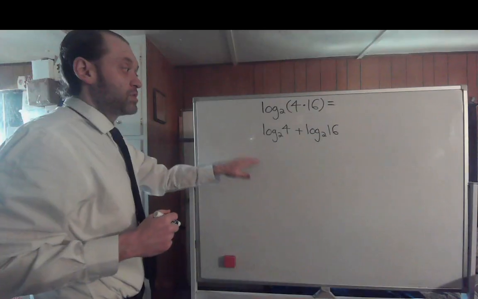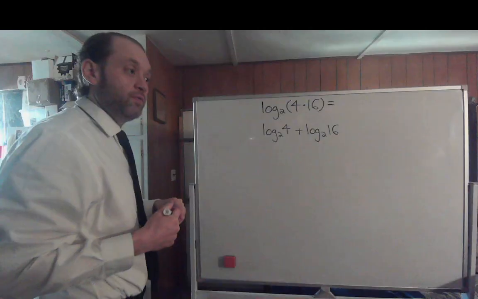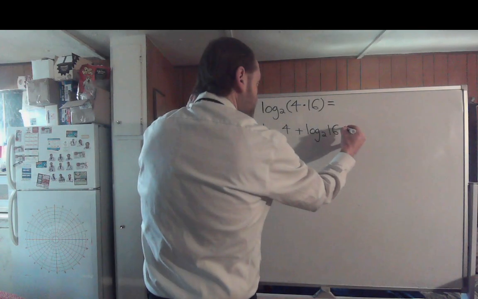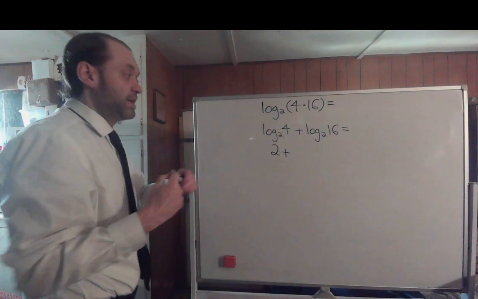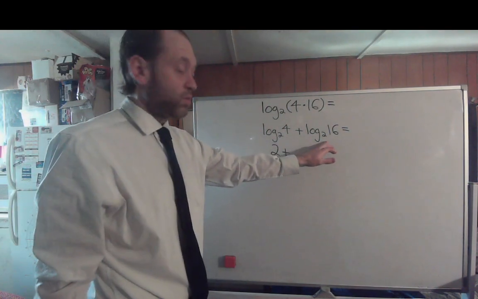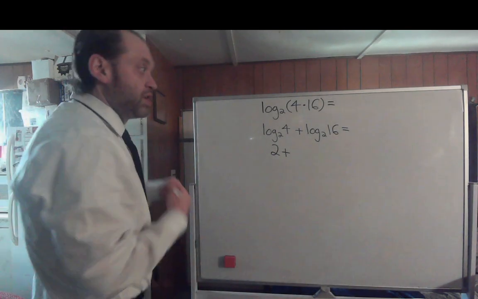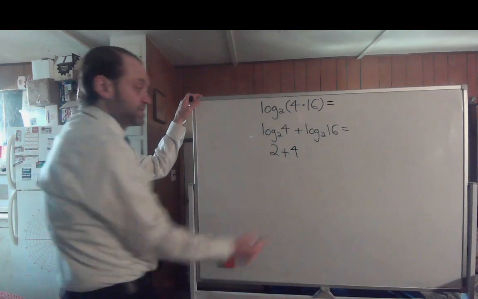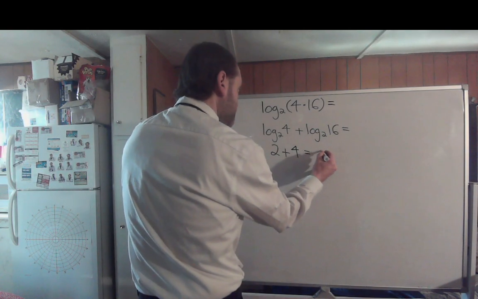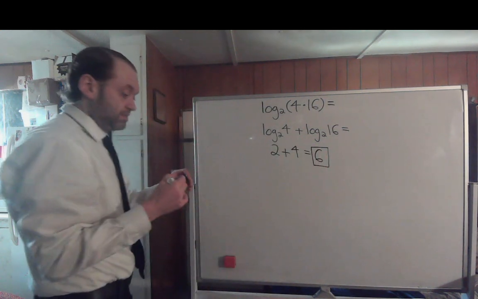Now, 2 to the what power equals 4? What's log base 2 of 4? Well, that's 2, right? Plus, we've got to deal with what's log base 2 of 16. So in other words, 2 to what power equals 16? Well, that'd be 4, right? So this simplifies into 2 plus 4, which would end up giving you 6. So the answer to this would in fact be 6.